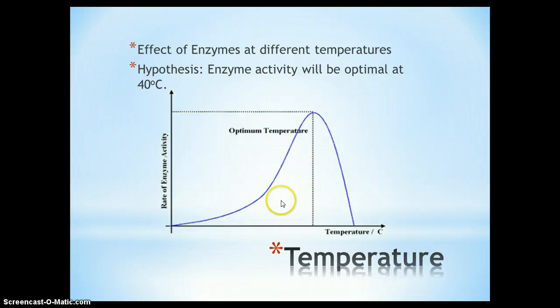As you can see here, as the temperature increases, the rate of enzyme activity increases. Soon it will hit an optimum temperature, and then enzyme activity will start to decrease again. So our hypothesis was that 40°C will be our optimum temperature.